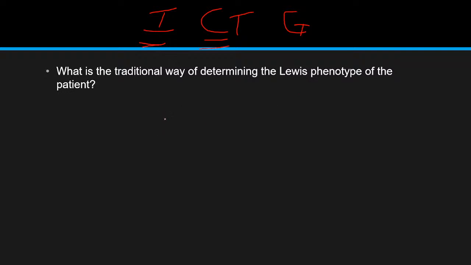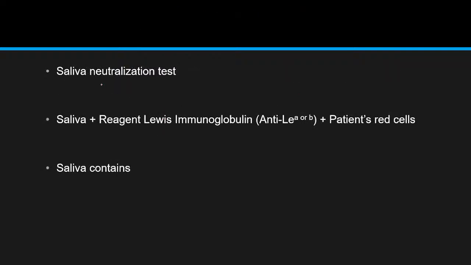Now, the traditional way of determining the Lewis phenotype of the patient is through the use of salivary demonstration or saliva neutralization test. Basically, you're going to test the patient's saliva using reagent Lewis immunoglobulins. It's either Lea or Leb, doesn't really matter, okay? And then what happens is you then add the patient's red cells. Okay? Now I add this one. Saliva contains what? Saliva contains the Lewis substances. What particular Lewis substance? It's either Leb.